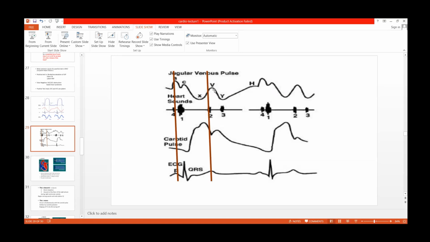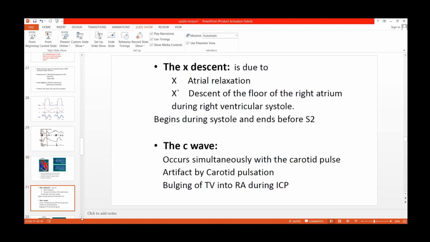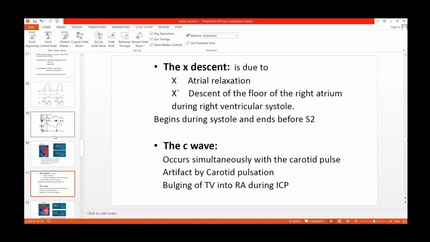So during ventricular relaxation, the third heart sound is produced during the early rapid filling phase. So the third heart sound basically corroborates with Y descent. I am not going through all these slides, these are repeating the same thing, and you have to basically remember this picture.